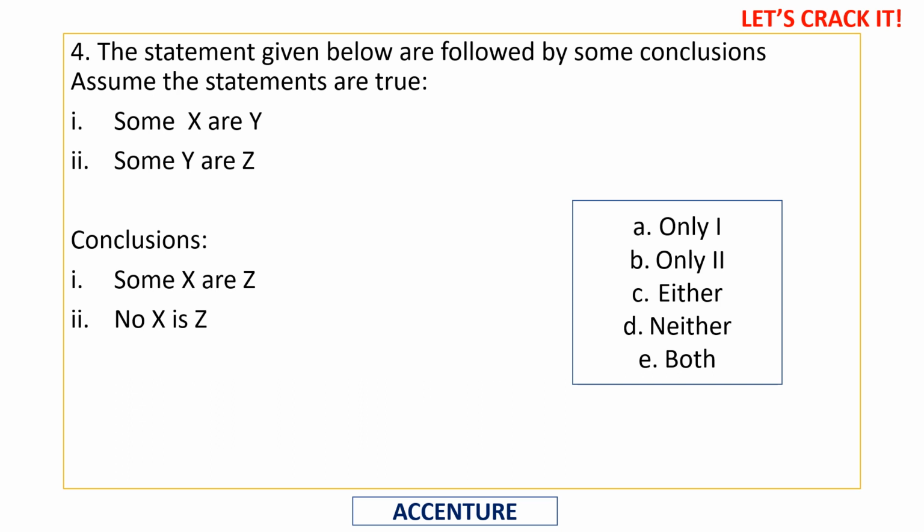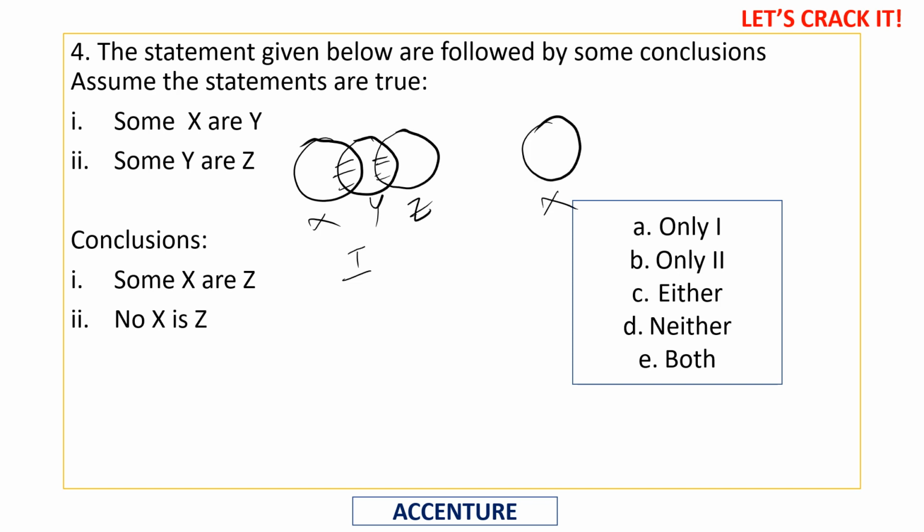So let's start. Some x are y. Let me consider this circle as x, and some x are y, so x gets intersected with y, and they share some part. So this is for some x are y, and then some y are z. I can write some y are z in this way. So this is the first Venn diagram I can draw, but I can also draw the same Venn diagram in many different ways. So let me try one more way.